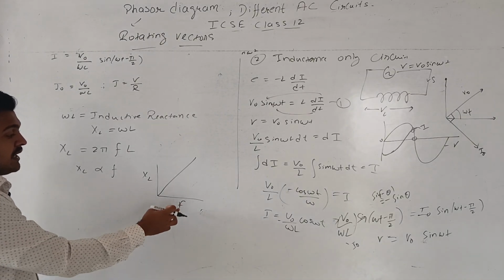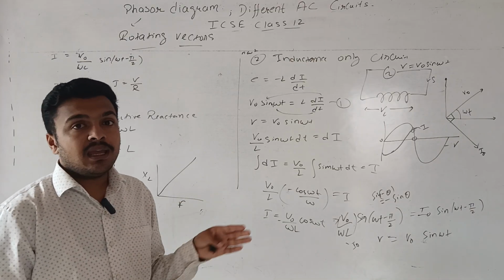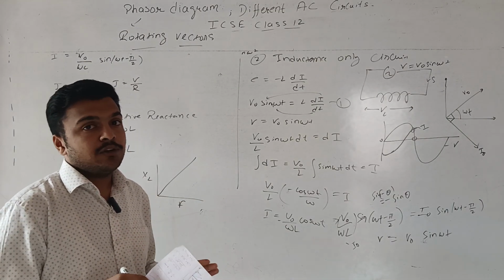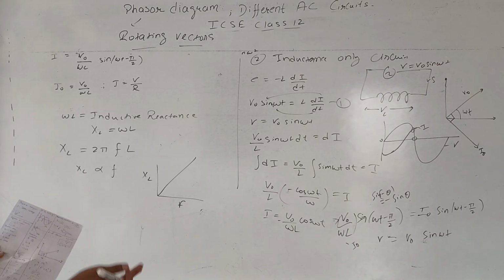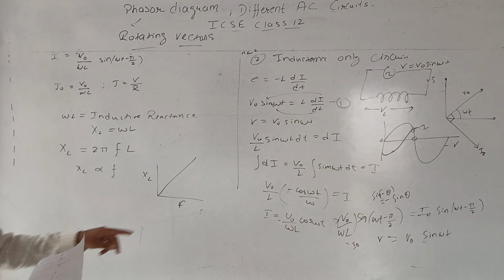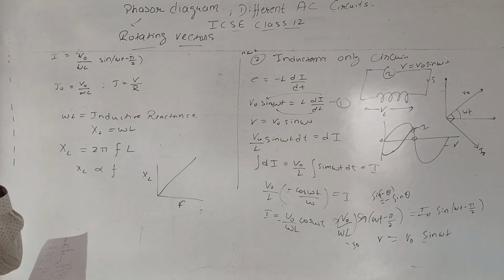For a very high frequency, the inductor acts as an open circuit for a current of very high frequency. Very high frequency current will not go, and low frequency current or DC current will easily pass through the inductor.